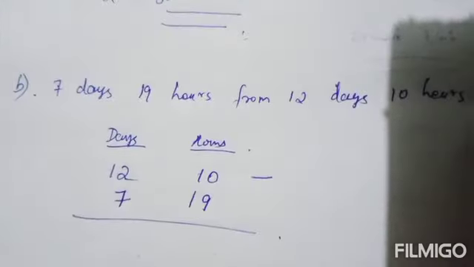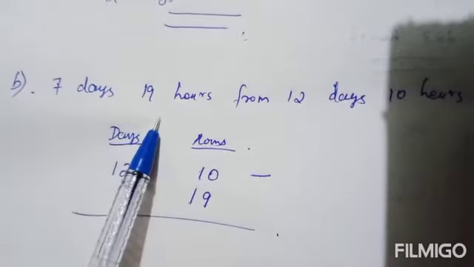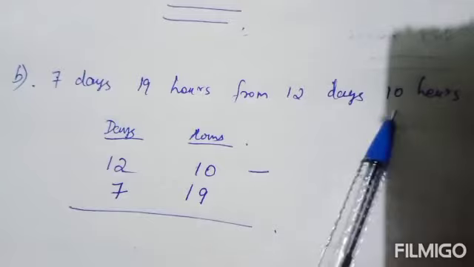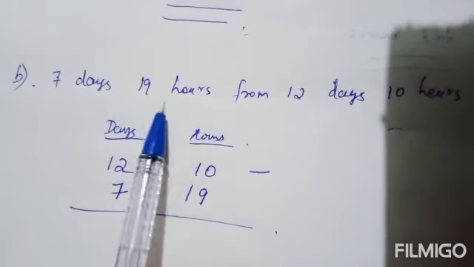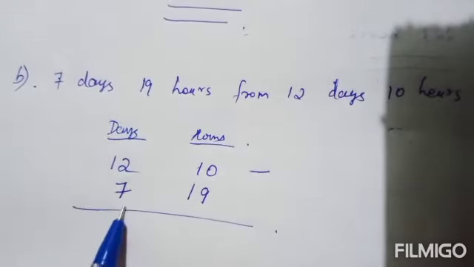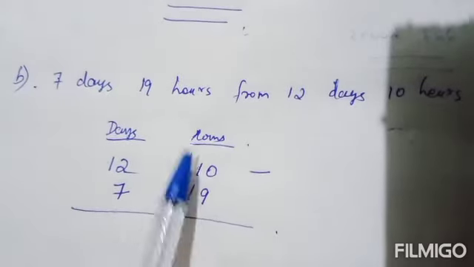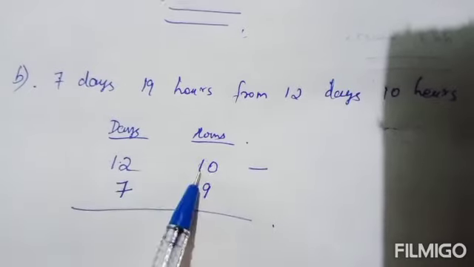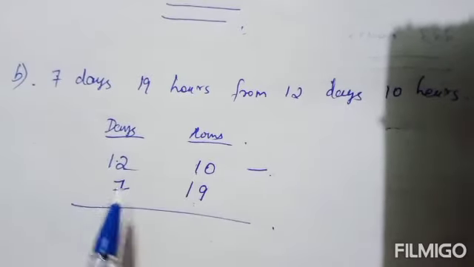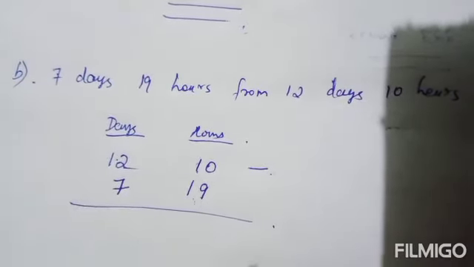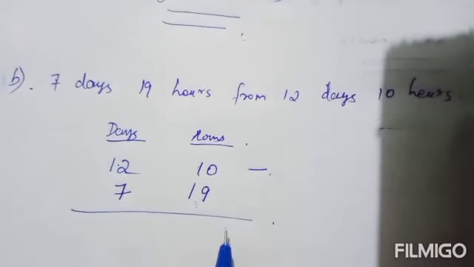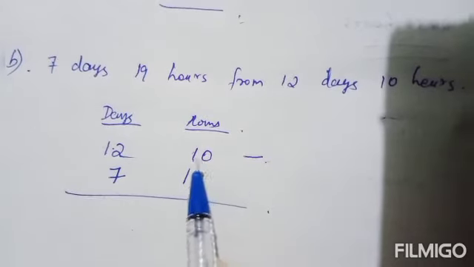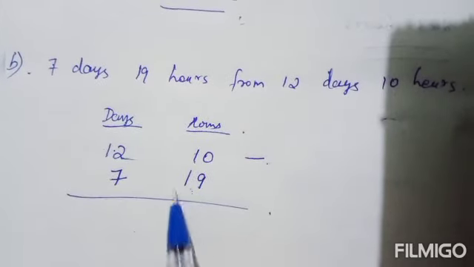Okay, next B, 7 days 19 hours from 12 days 10 hours. So from 12 days 10 hours you have to subtract 7 days 19 hours. Okay, so days you can write in one column, hours in the other column. Now here actually we can't do normal subtraction. From 10 hours you have to subtract 19 hours.